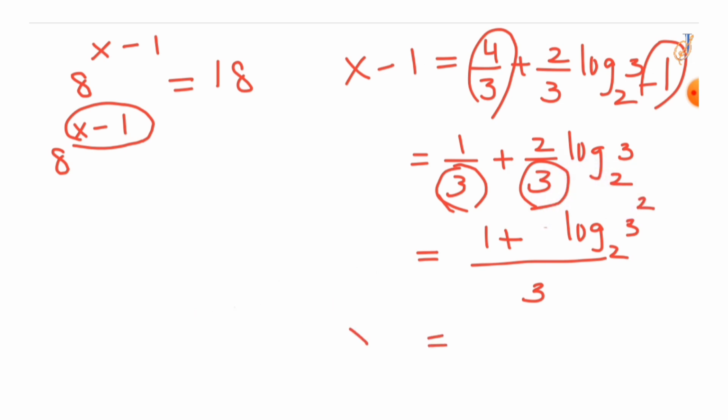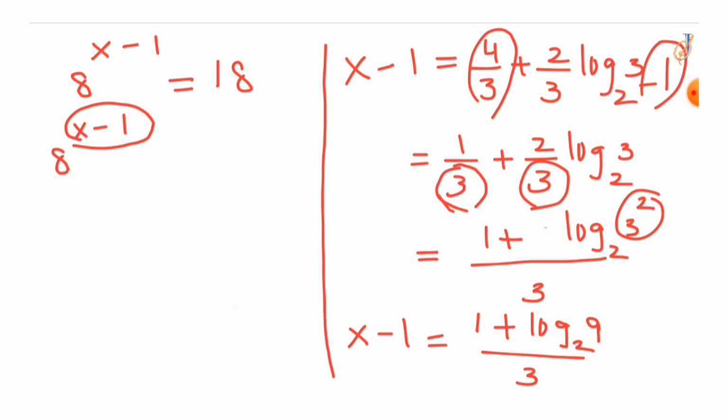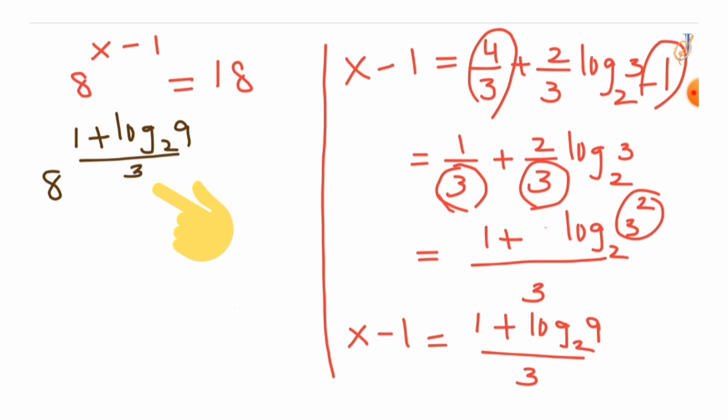So after simplifying this x minus 1, we got 1 plus log 3 power 2, we can write it as 9 with base 2, over 3. This is the x minus 1 value. Now substitute here. Instead of x minus 1, I am going to write 8 raised to power of 1 plus log 9 with base 2 over 3. At the denominator we have 3. If you write this 8 in terms of 2 power 3, then 3 gets cancelled. So let's write 8 as 2 power 3. Now this 3 and this 3 get cancelled.